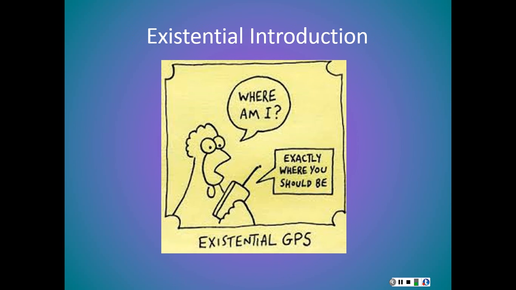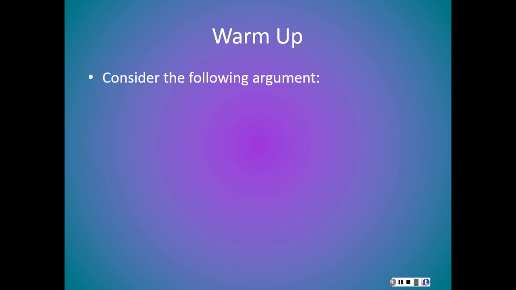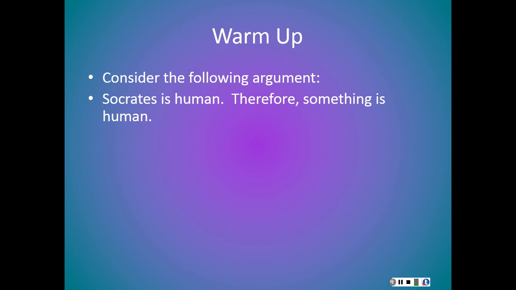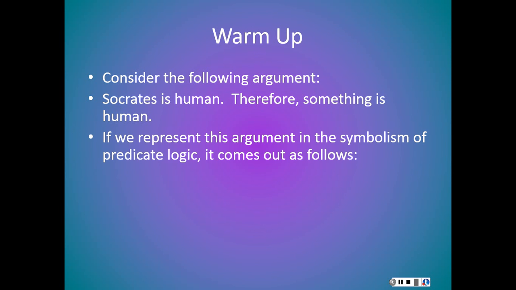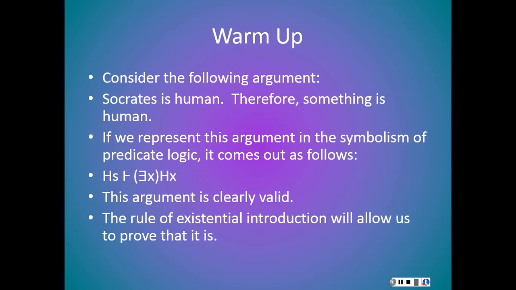The rule of existential introduction is relatively easy to grasp. So consider the following argument. Socrates is human, therefore something is human. If we represent this argument in the symbolism of predicate logic, it comes out as follows. HS, therefore, there is an x such that Hx. It's apparent, I think, that this argument is valid. And the rule of existential introduction allows us to prove that this argument is valid.